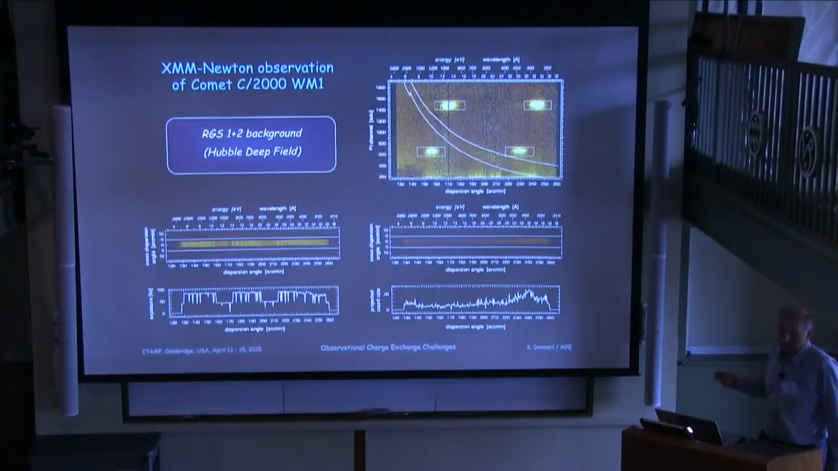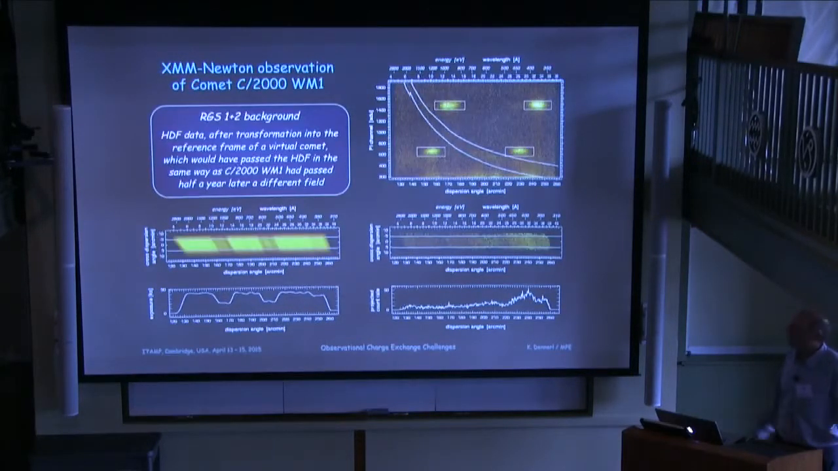So I had to take it from a different observation, and very useful observations are those of Hubble Deep Field, because for RGS these are empty fields essentially. There's no bright source, and these are long observations, so it gets good statistics. But we cannot use them in this way, because this is not the way we have treated the comet photons when transforming them into the reference frame of the comet. So it's necessary to invent a comet which would have passed through the Hubble Deep Field in the same way as the real comet has passed a different field half a year later. This was the general idea.